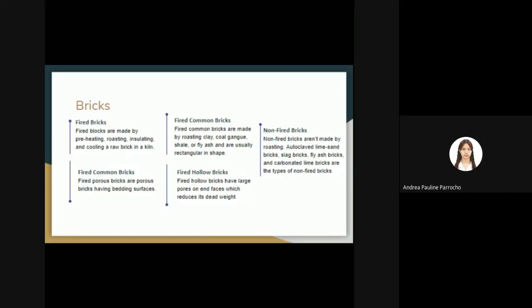Next, we have fired porous bricks. As the name suggests, the fired porous bricks are porous bricks having bedding surfaces. The brick has high strength and thus is used in load bearing portions of the building. Next, we have fired hollow bricks. The fired hollow bricks have larger pores on the end faces, which reduces its dead weight. The strength of these blocks is comparatively lower than the fired porous blocks and thus is used in non-bearing wall portions.